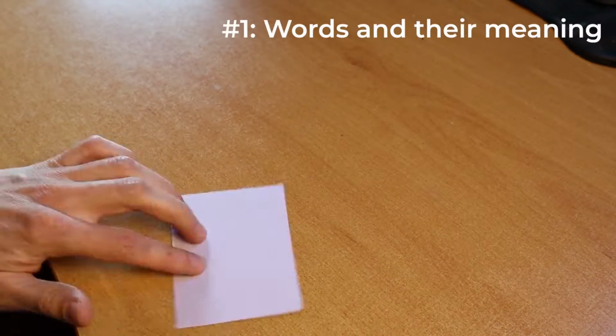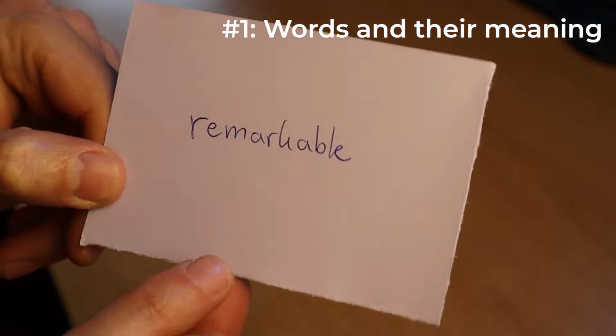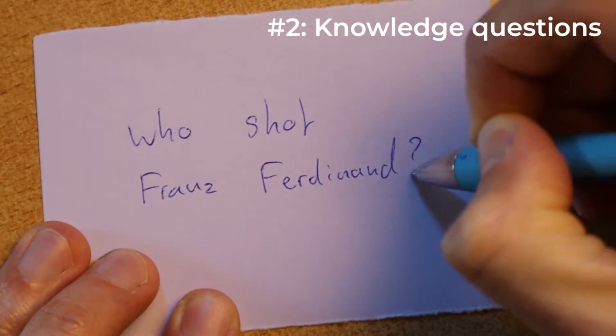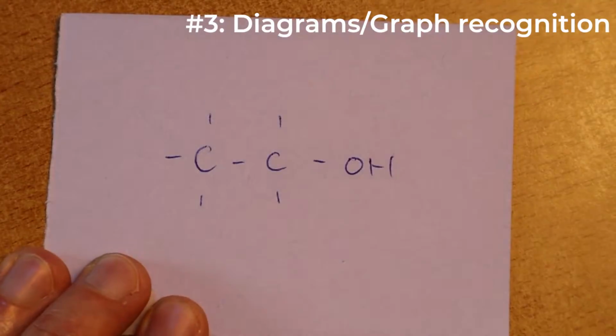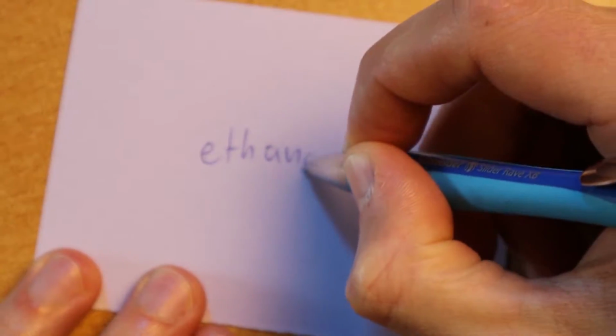And for the first example, I write a word in English and on the other side the word in Dutch. The second example is a knowledge question, for example for history or economics. The third example would be a chemical compound such as ethanol.